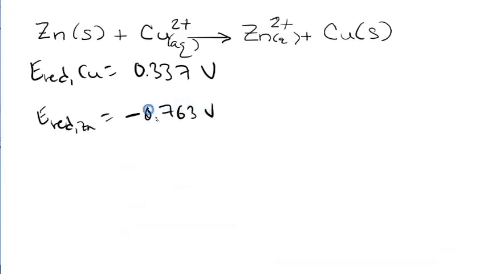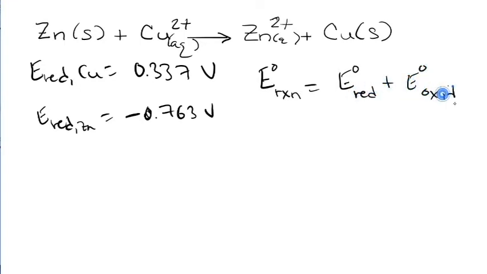Now to determine the potential for the entire reaction, all we have to do is add the potential for reduction plus the potential for oxidation. That's all we have to do. So just add those two potentials.